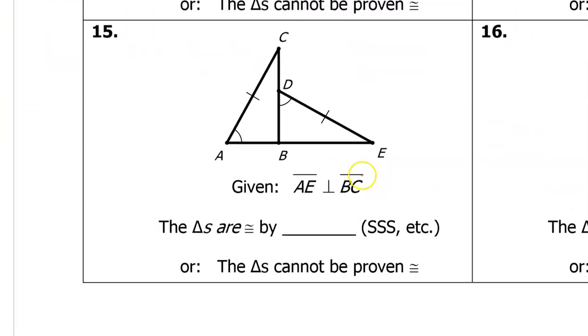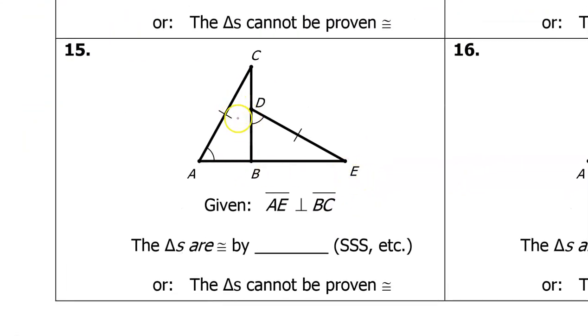Okay, let's do two more problems. This time, there is no shared side. Even though this portion overlaps, it's not the full side of the triangle. So we cannot mark these sides congruent because they're not the same length. Well, what can I do?